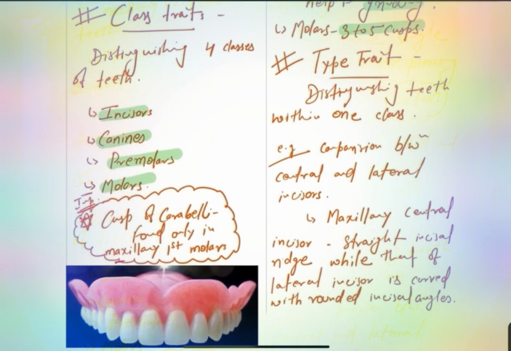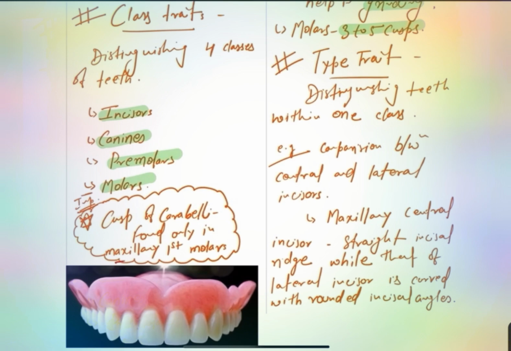Next is type trait. Okay, now one more important point is there, the cusp of Carabelli. Very often asked in viva, the cusp of Carabelli is found in the maxillary first molar. Okay, so remember this. It might be asked to you in your viva, so do remember. What is this? It is a supernumerary cusp or an extra cusp. When you study molars, you'll come to know what the cusp of Carabelli is. For now, just remember the cusp of Carabelli is present in the maxillary first molar.